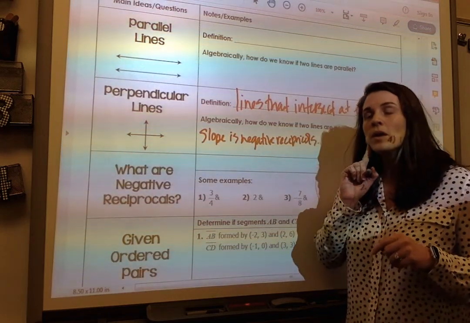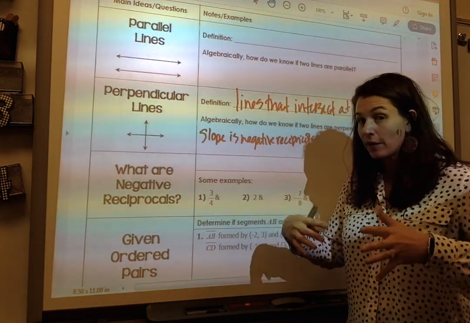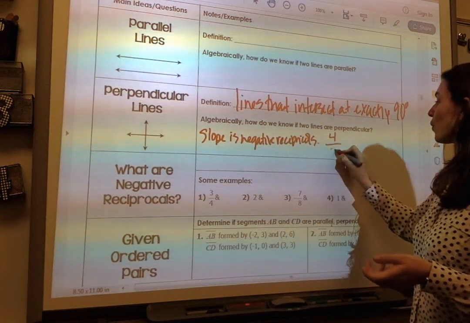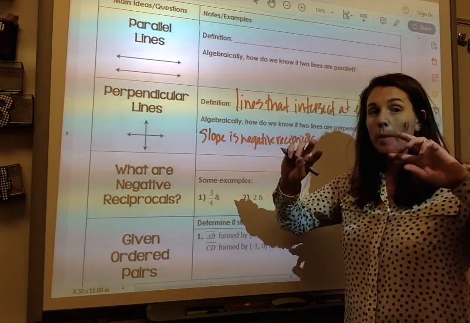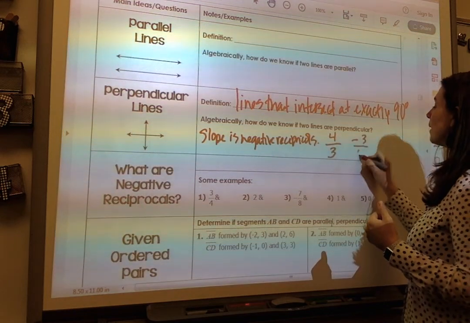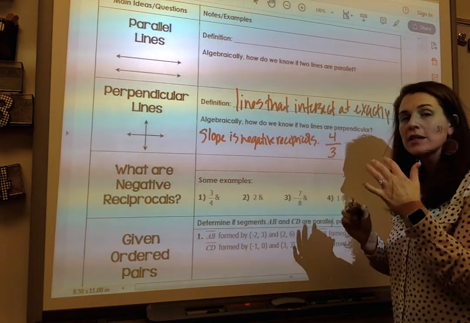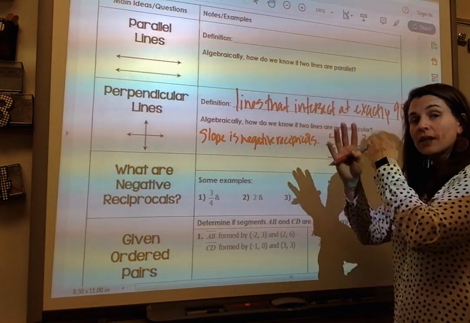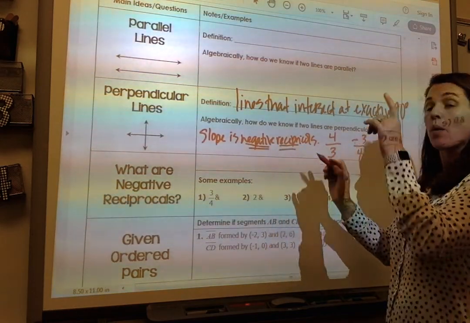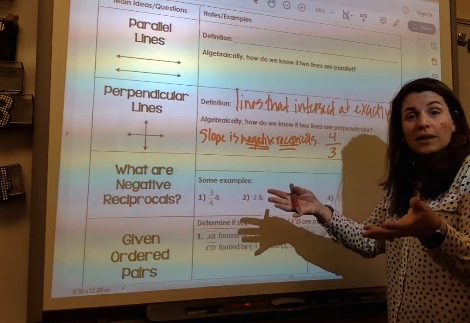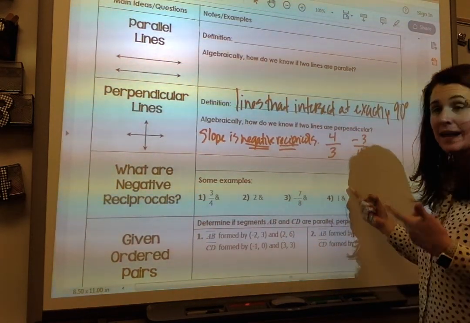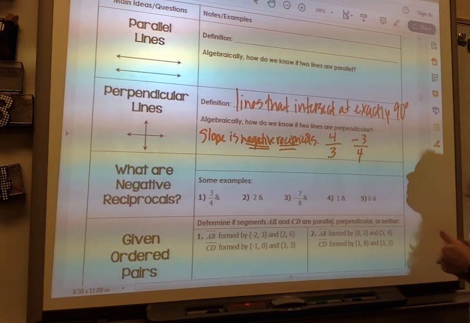What does that mean? Well, reciprocal we already know, the multiplicative inverse. So if I have 4/3, the negative reciprocal means I'm going to flip my fraction, but it's going to be negative 3/4, because in order for lines to be perpendicular, one has to be positive and one has to be negative. So when we say negative reciprocals, one of these slopes is negative and one of them is positive. So I'm going to flip the reciprocal, but one of them has to be negative. So that is a negative reciprocal.